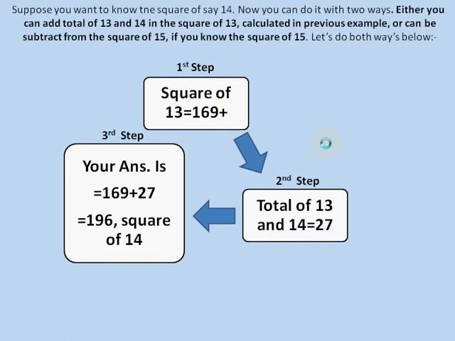In our last step we calculated the square of 13, which is 169. Now what we do? We do the sum of 13 and 14, because we want to know the square of 14. The sum of 13 and 14 is 27. And the final step is we add the square of 13, 169, plus 27, which is ultimately 196. So the square of 14 is 196.